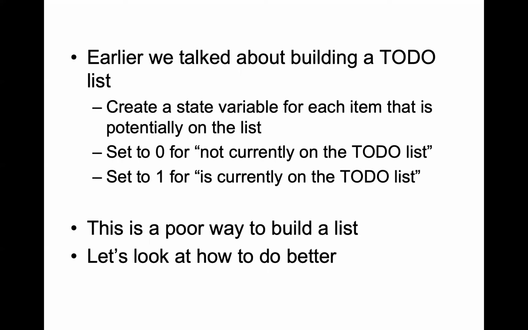In a previous lecture, we talked about building a to-do list, and if you remember, the implementation strategy for the to-do list was to create a state variable for every item that might or might not be on the to-do list. So remember, one of them was something like do our homework or whatever.